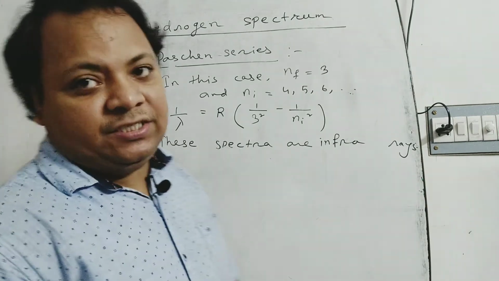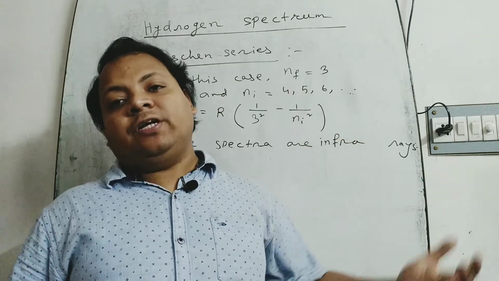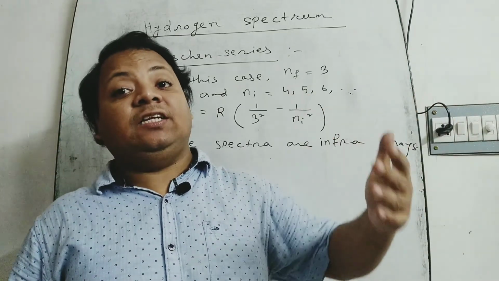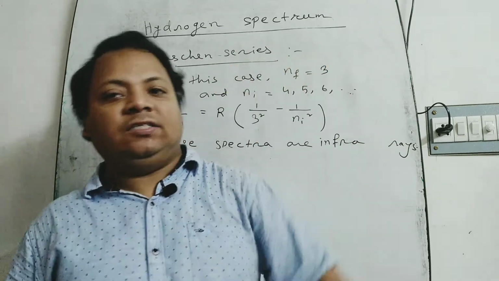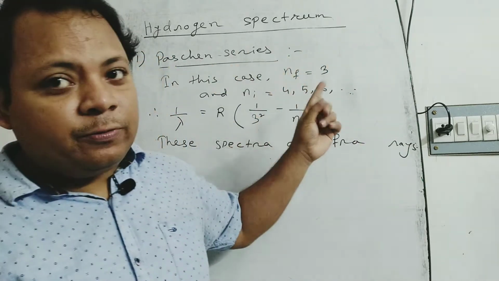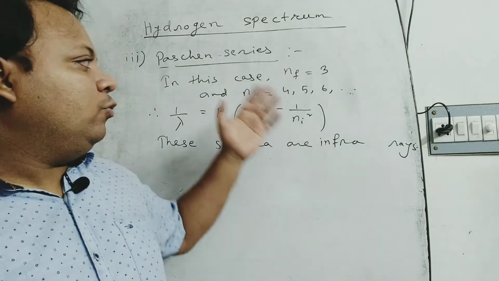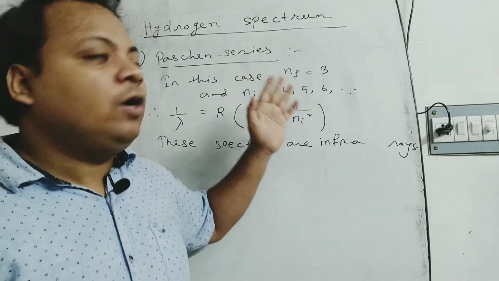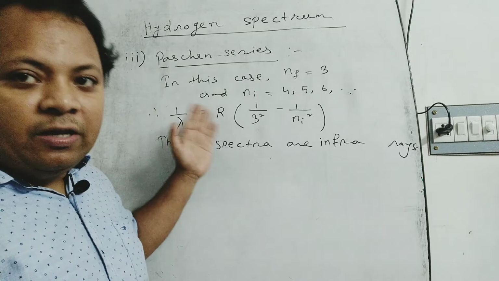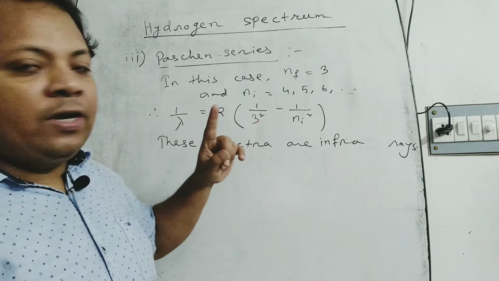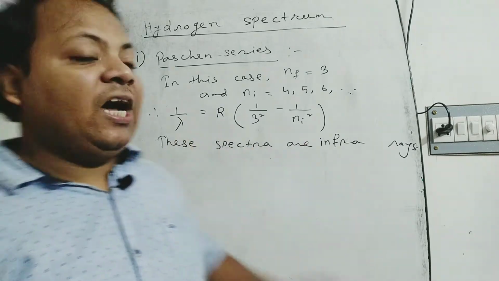Next, Paschen series. In this case, the orbital electron jumps from a higher energy level into the third energy level. That is, here Nf is equal to 3 and Ni, the initial quantum number, is equal to either 4 or 5 or 6, etc. Therefore, 1 by lambda is equal to capital R into 1 by 3 square minus 1 by Ni square. And these spectra are infrared.